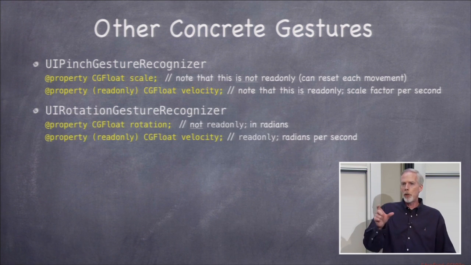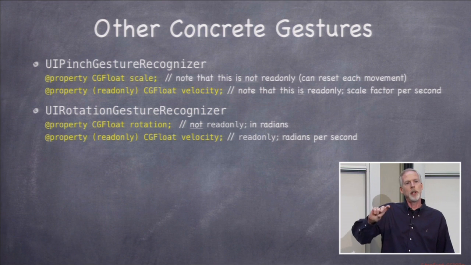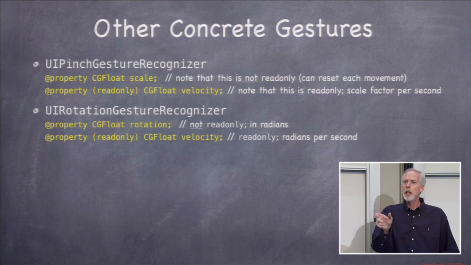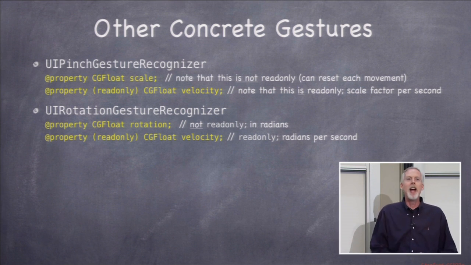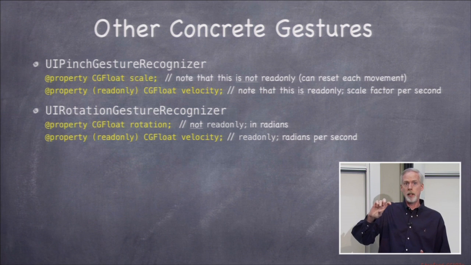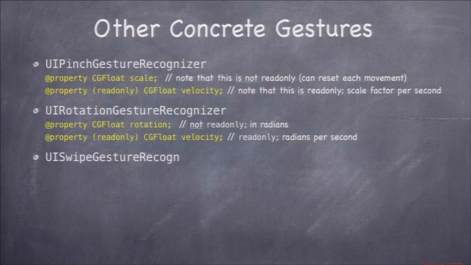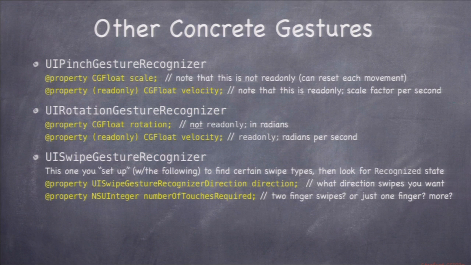Rotation gesture recognizer, also a 2-finger thing, like a pinch, except you turn your fingers. And it's going to tell you the rotation in radians. Everyone know what radians are, right? 0 to 2 pi around a circle in radians. Look it up if you don't know it. And that's also telling you velocity in radians per second, how fast the person's rotating. Swipe gesture is one of these discrete gestures. You just set up this swipe gesture, you allocate it with the target and the action, and then you set these properties, direction or number of touches required. Number of touches means whether this is a swipe with 2 fingers or 1 finger. 2 finger, 1 finger, 3 fingers, 5 fingers, whatever you want.